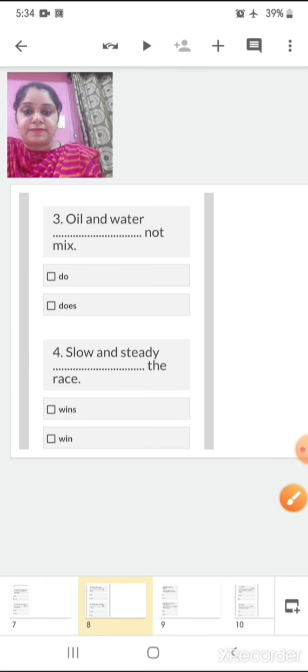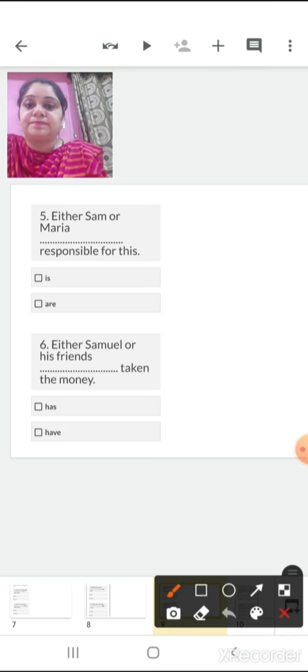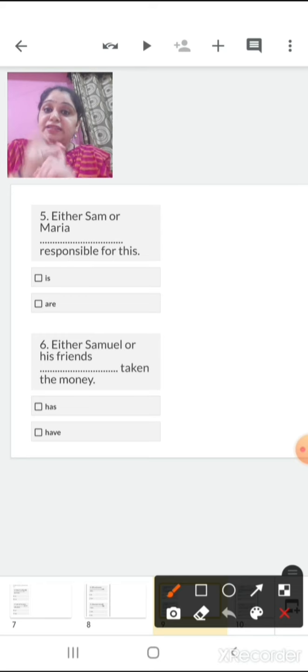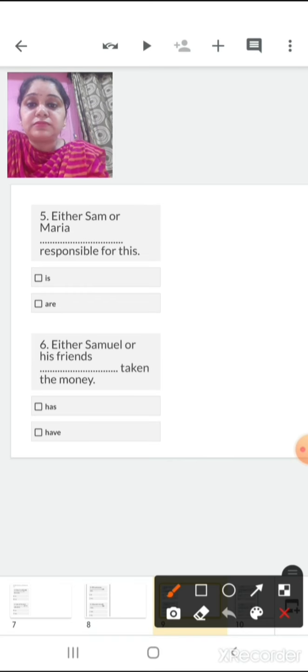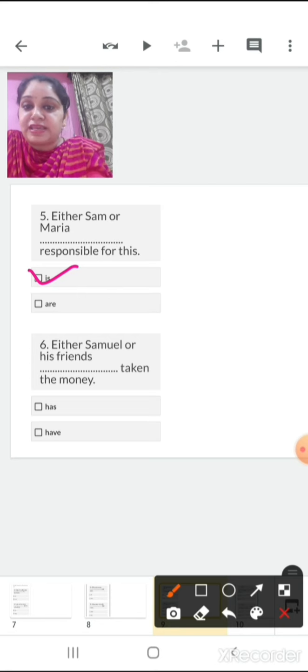Getting to the next slide. Either Sam or Maria dash responsible for this. Is or are? What will be the answer? I told you when we are talking about either-or, neither-nor, we'll be using is, was or has, that is a singular verb. Is responsible. Either Samuel or his friends dash taken money, has taken money or have taken money? When it is either-or, yes.